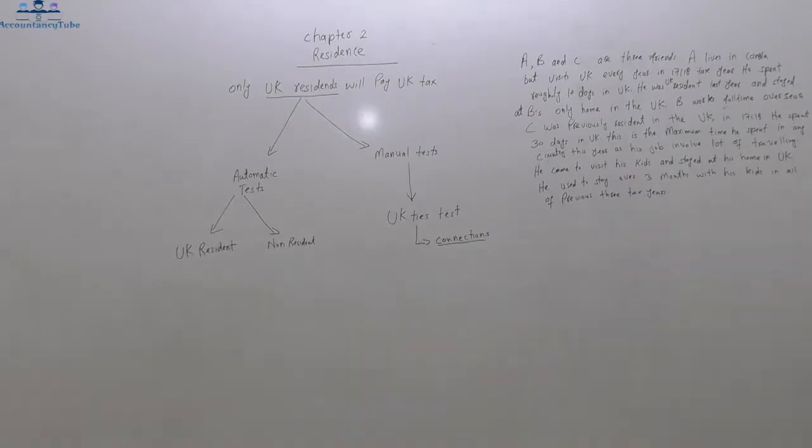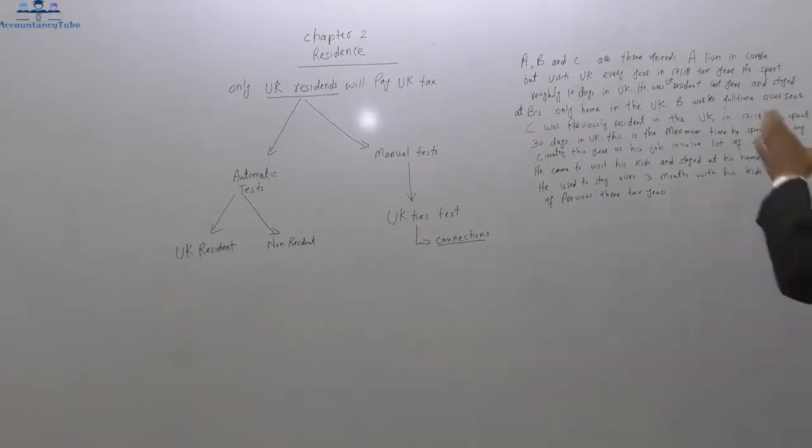Now the requirement of this example is that you tell me who is resident in the UK and who is non-resident as far as UK tax is concerned in the current tax year 17-18. So you need to determine if A is resident or non-resident, B is resident or non-resident, likewise for C as well. All right, with the help of chapter number 2.